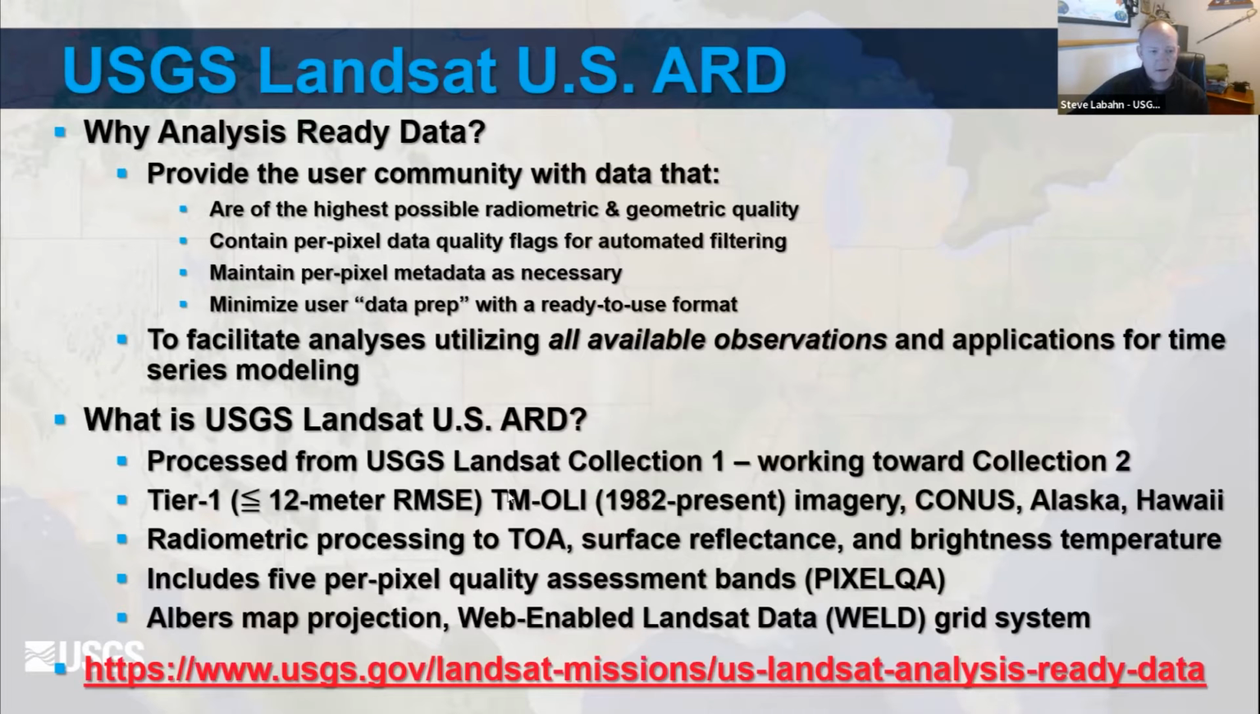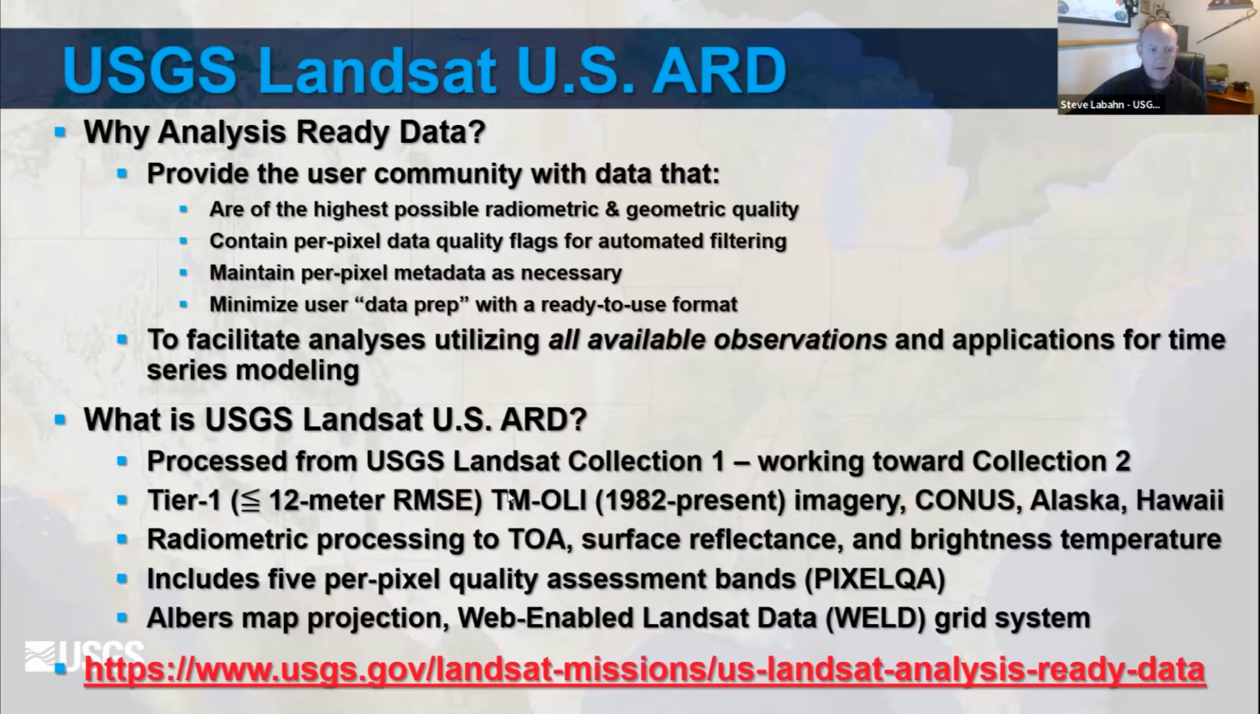LCMAP is still utilizing collection 1. However, we are working towards a collection 2 implementation in the cloud. So we only use the best data. This is what we call tier 1 data out of that collection. It's got a less than or equal to 12 meter RMSE. It's TM and OLI data, which really means it's from 1982 forward, and it's over CONUS, Alaska, and Hawaii.